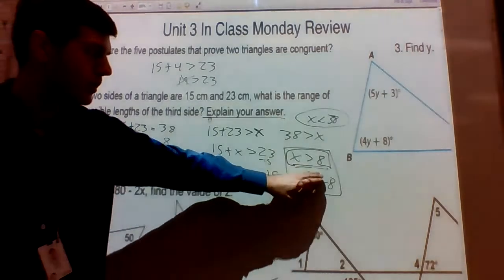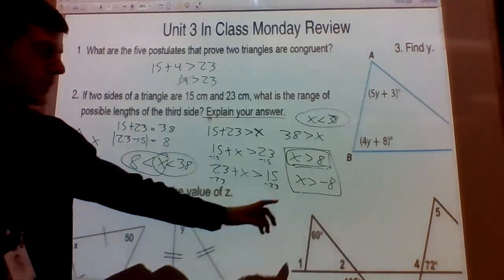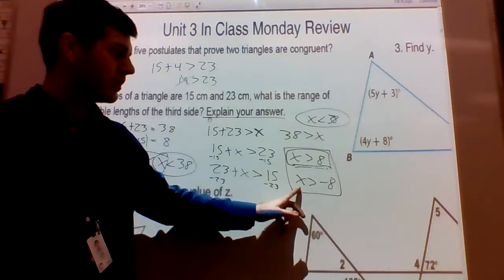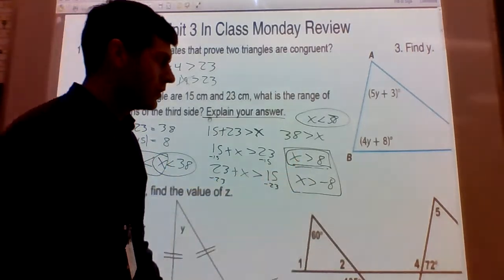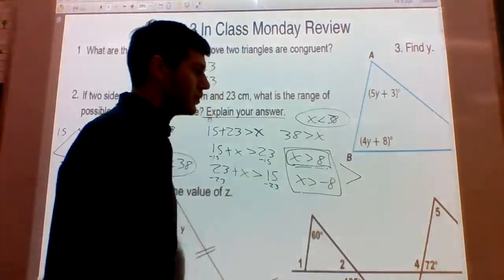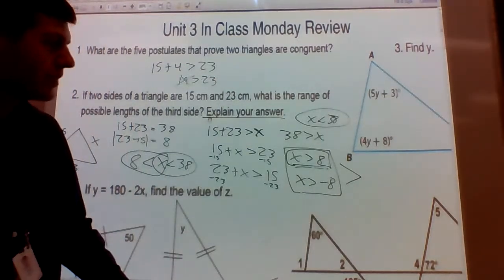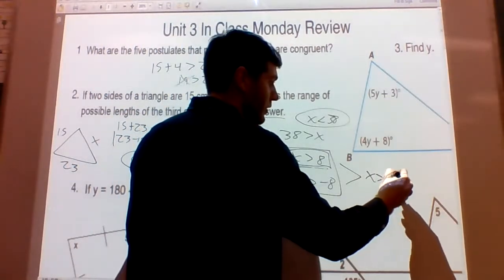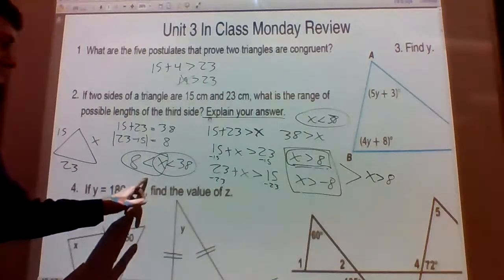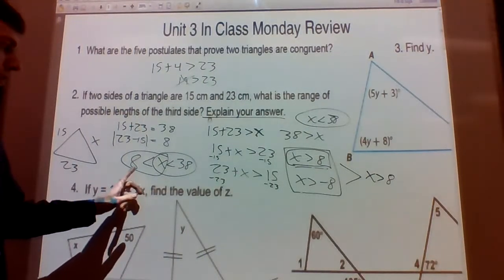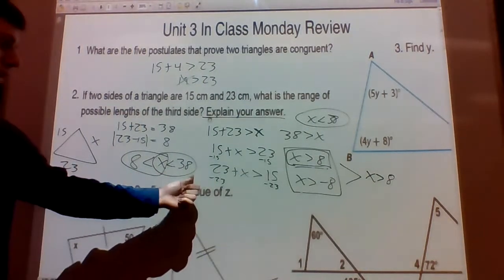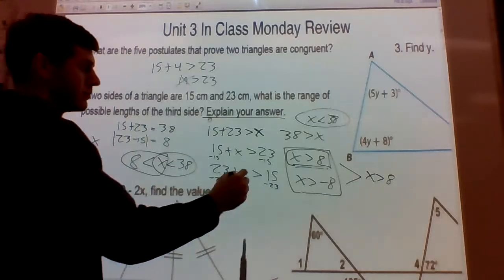Right? Because the numbers in between won't work. It has to satisfy both conditions. It has to be greater than negative 8 and greater than 8. Okay, which numbers are greater than both 8 and negative 8? Well, it's going to be the numbers that are greater than 8. So that's why x has to be greater than 8. So between 8 and 38. Okay.